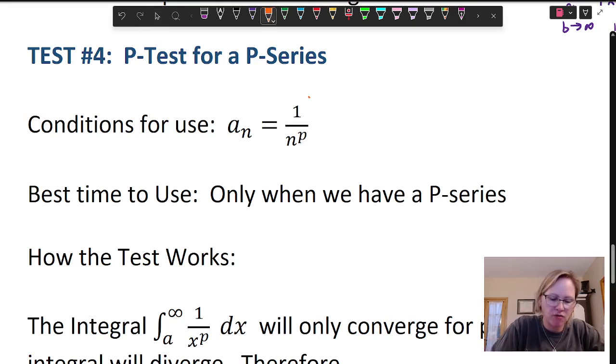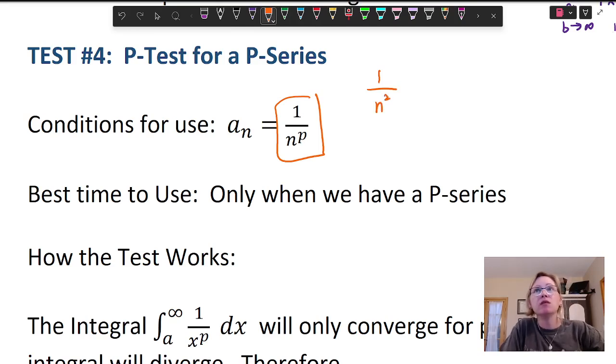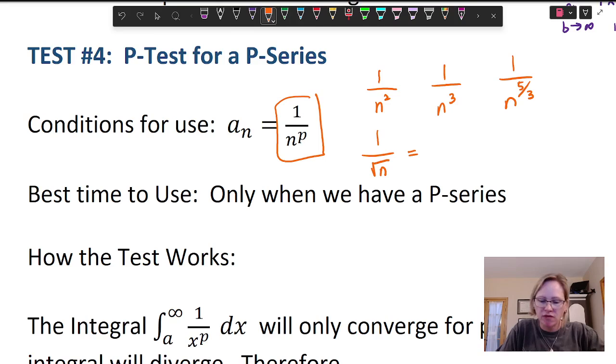So we have to have 1 over n to some power. So for example, 1 over n squared is a p-series, 1 over n cubed. You can even have fraction exponents, 5/3 power. One of the sneaky ways that we see p-series is you have a square root of n. So I want to remind you that when you have a square root of n, the power is actually 1/2. So anytime we have a radical, we want to change that to a power. It's going to be one of those fraction powers.